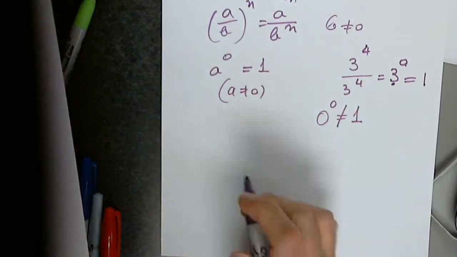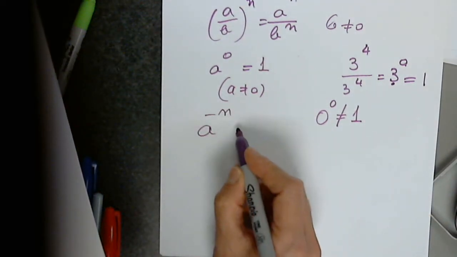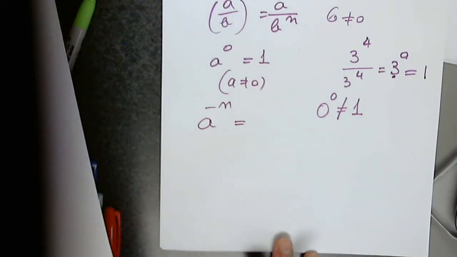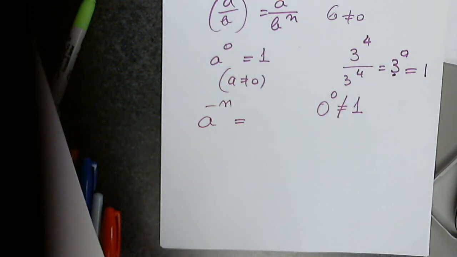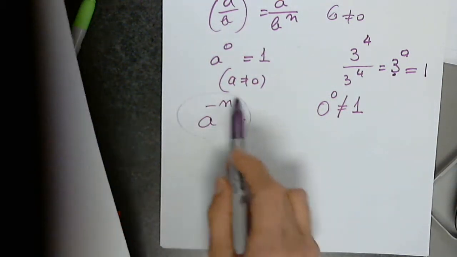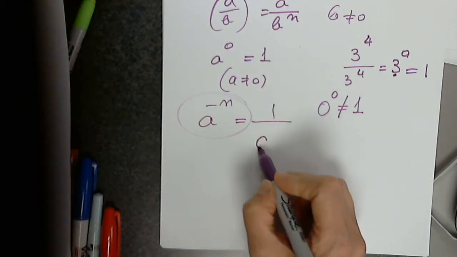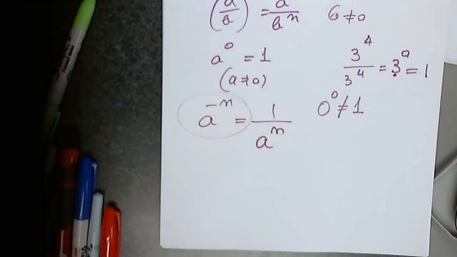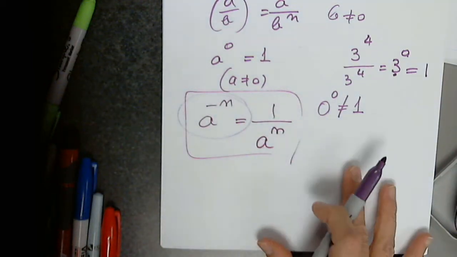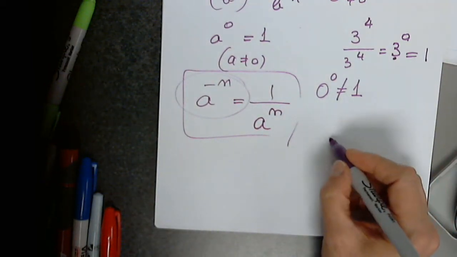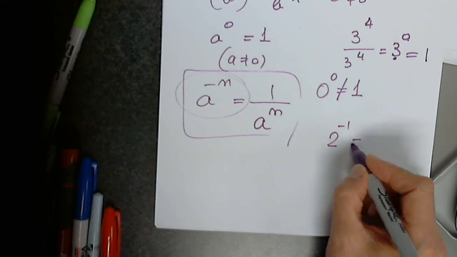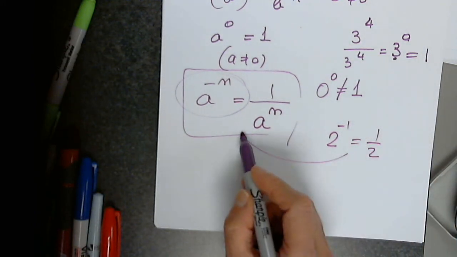Okay, and finally, a to negative n. Of course, a is not 0. So what do I replace this by? Very good. 1 over a to the nth power. A very important property is the one that we just discussed a few minutes ago. I said 2 to negative 1 is the same as 1/2. And this is this property.